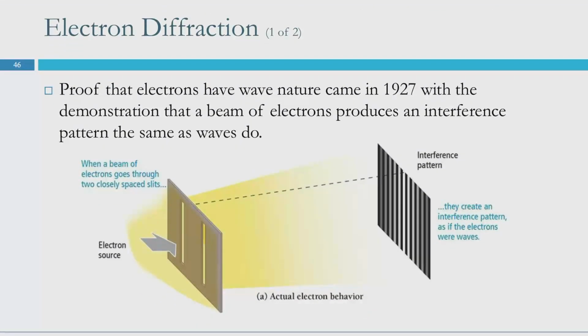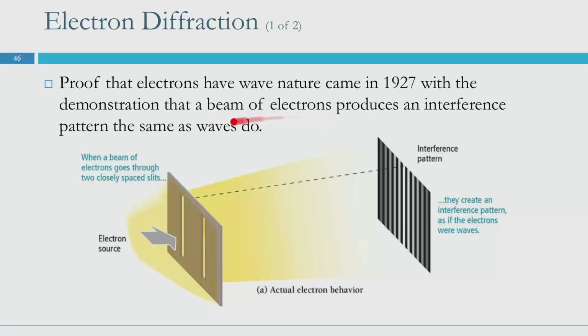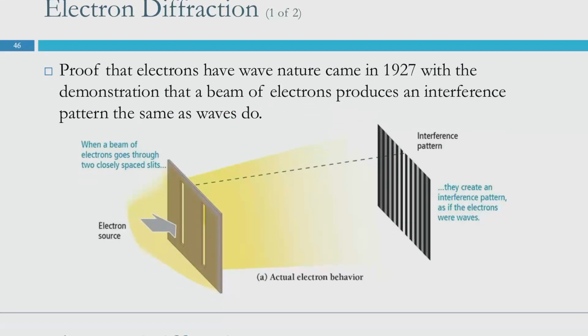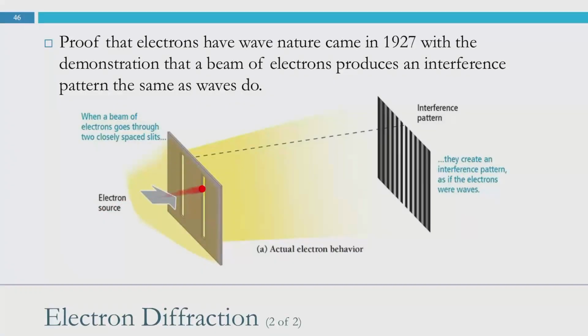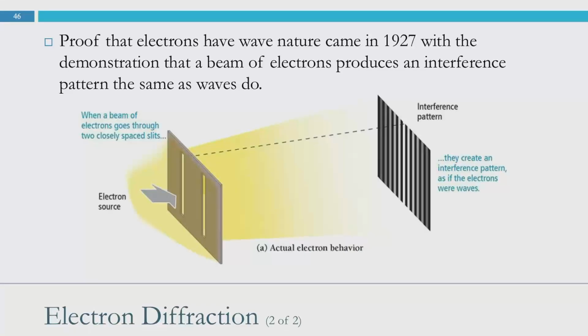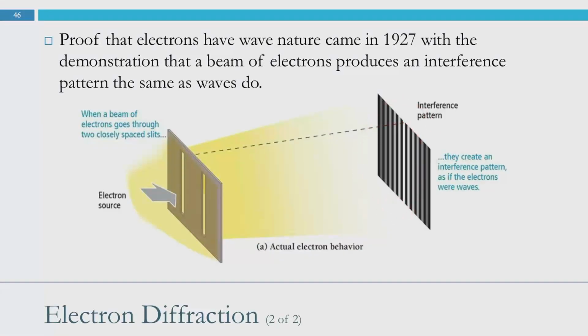Okay, so proof that electrons have wave nature came 3 years after de Broglie's proposition with a demonstration that a beam of electrons produces an interference pattern the same as waves do. So you've got an electron source over here, a beam of electrons. They can go through two closely spaced slits, and you get an interference pattern the same as waves exhibit. But normally we think of electrons as particles. So this is weird. This is exciting.